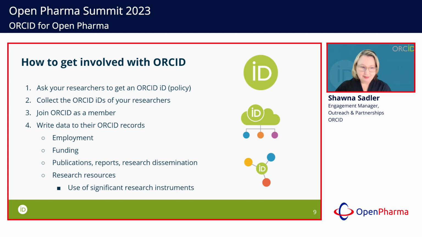So, and again, I've mentioned this, but some of the data to consider is employment, funding, publications, and I'll quickly add one more because of this community. There's an area in an ORCID record called research resources, which is for research instruments. So if you'd like to improve the data around your researchers that are using your research instruments of significance, we can help enable that as well.